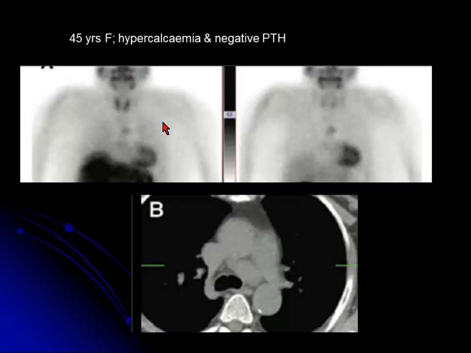Again, you look at these and you say maybe, maybe not, there is some uptake in the mediastinum. You do a CT and you see a large nodule in the aortopulmonary window, just to the left of the left main bronchus. You fuse it and it shows activity, confirming that it is an ectopic parathyroid gland.